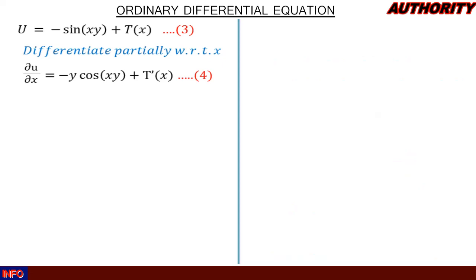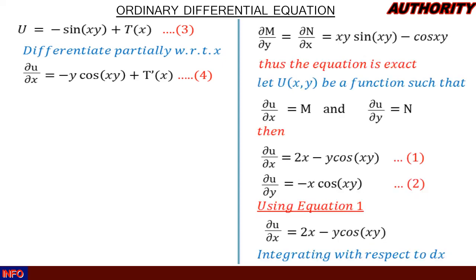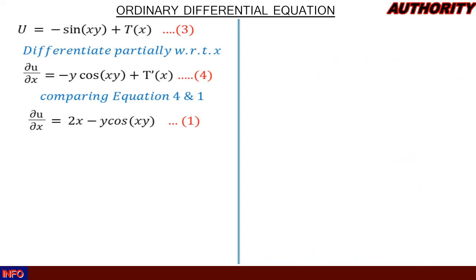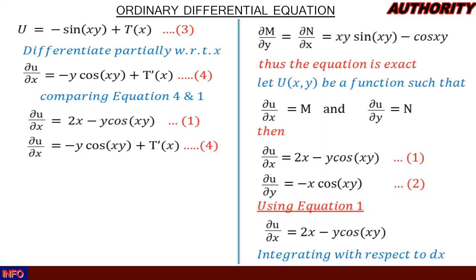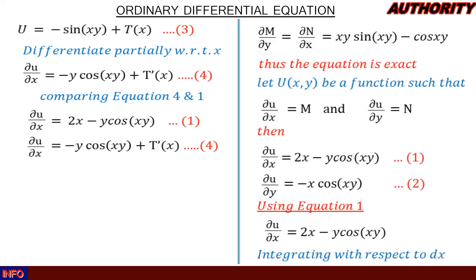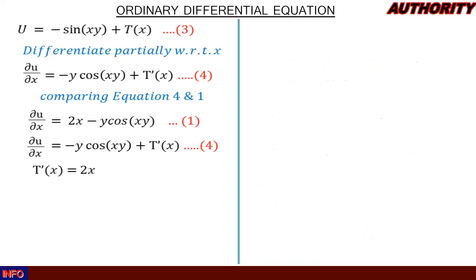Now, look at this equation 4 and equation 1. They look alike. As a matter of fact, they are the same. In equation 1, we say the partial derivative of u with respect to x is 2x minus y cos xy. And then in this equation 4, we also say that the partial derivative of u with respect to x is minus y cos xy plus t prime of x. So these two equations are the same. Therefore, comparing them, we see that t prime of x is equal to 2x.